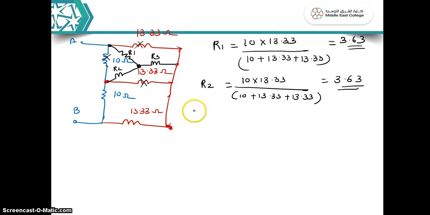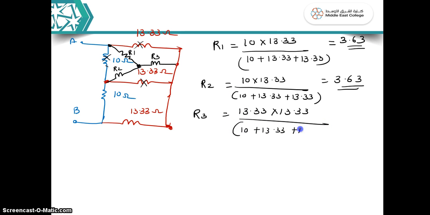So now we have R3. R3 is between this and this. So it is 13.33 multiplied by 13.33 divided by this, 13.33 plus 13.33, and we are getting the answer as 4.85. And all these are in ohms, resistances.